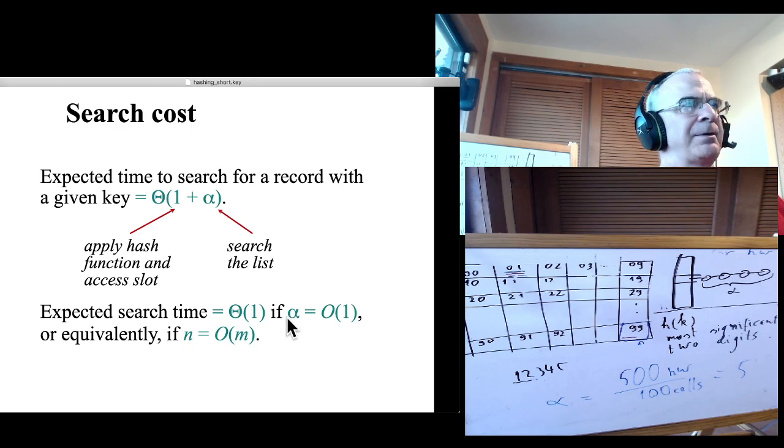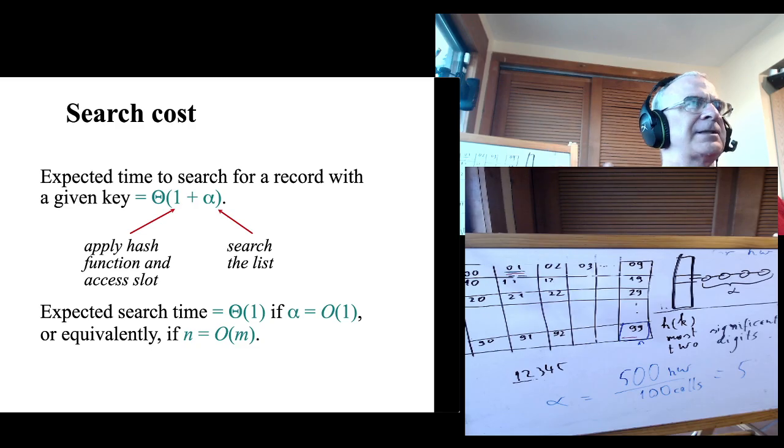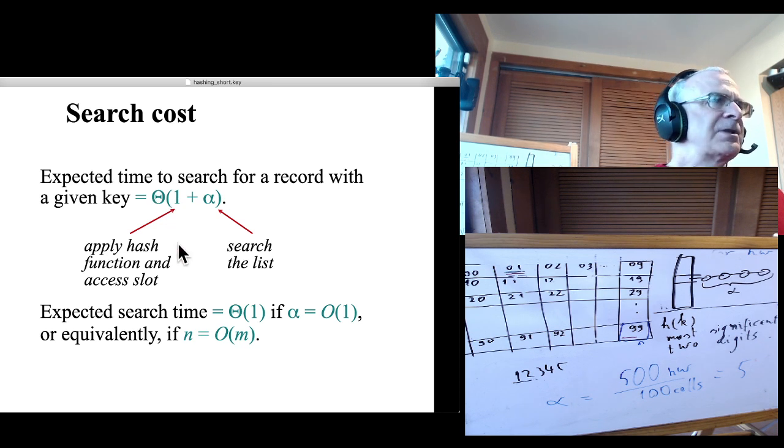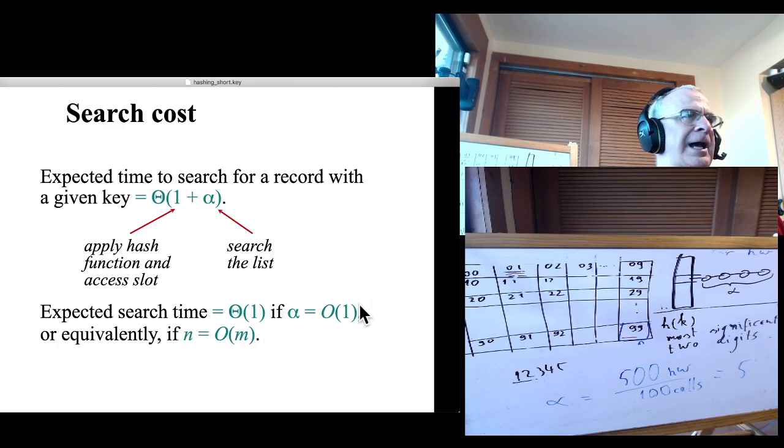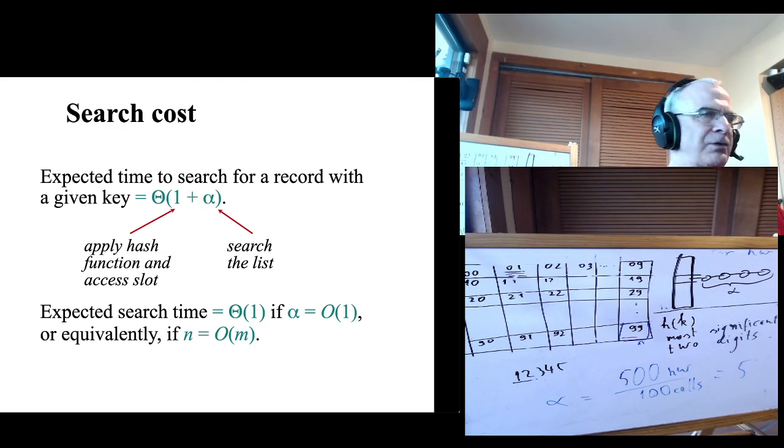So as long as we keep alpha to be a constant, 5 in the example of the cubbies, maybe the search time is acceptable, is order 1, if alpha is order 1. Theta, I remind everybody, is both order and omega. It's no more than this search time, and it's no less than that search time. So that would be the alpha. If alpha is a constant, then we are happy, and find still takes a constant time, which is of course as good as it can be.